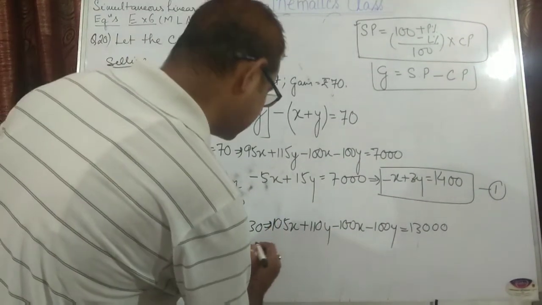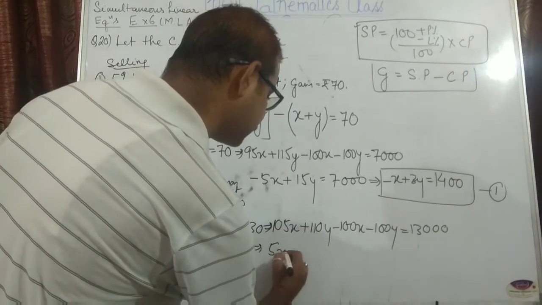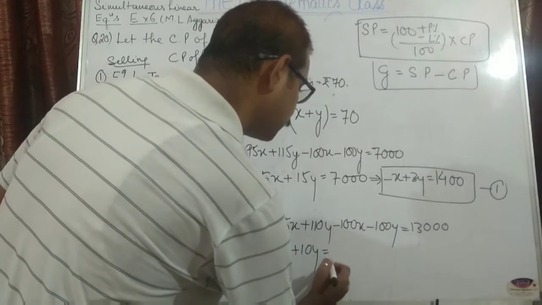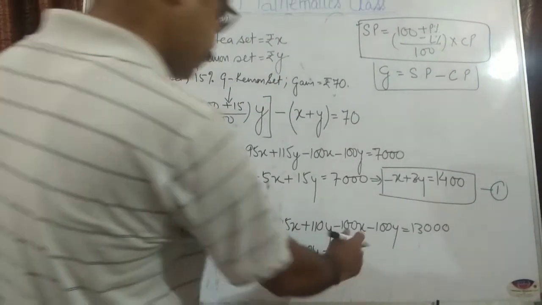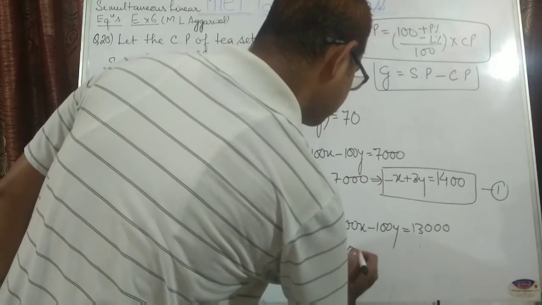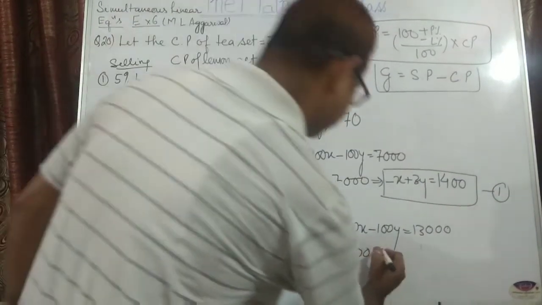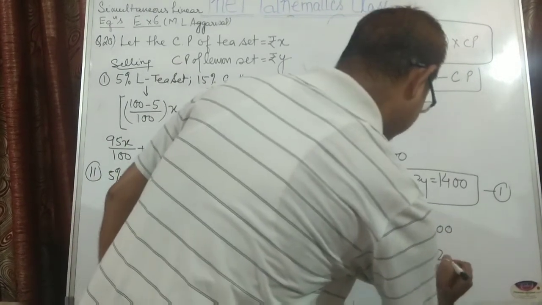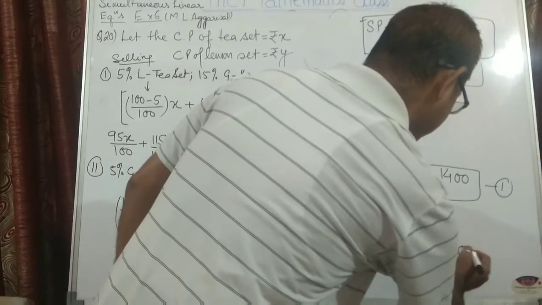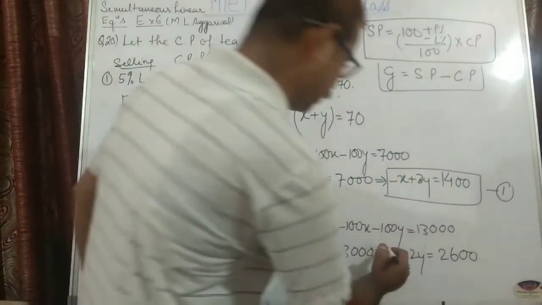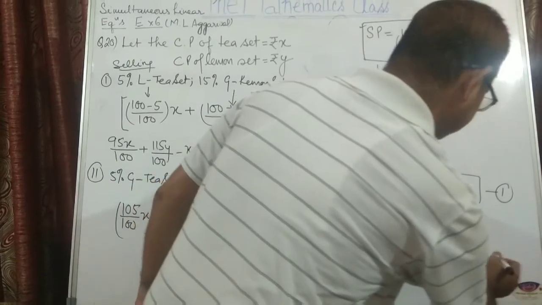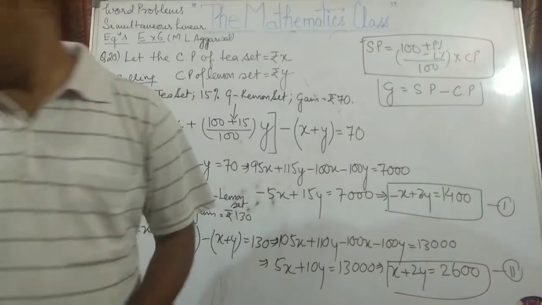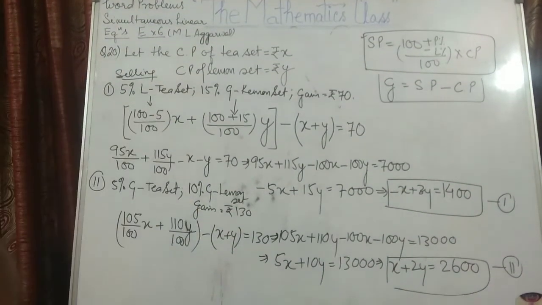Now 105 minus 100 is 5x, 110 minus 100 is plus 10y, is equal to 13000. Divide this whole equation by 5 and you will be getting x plus 2y is equal to 2600. This is your second equation, equation number 2. Now we will be solving these two equations.